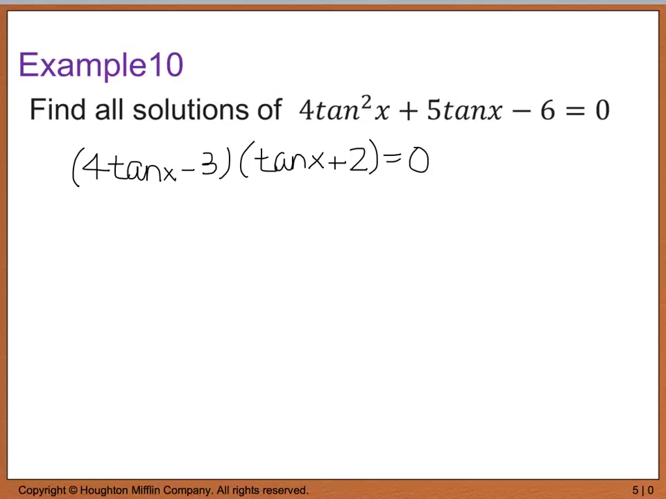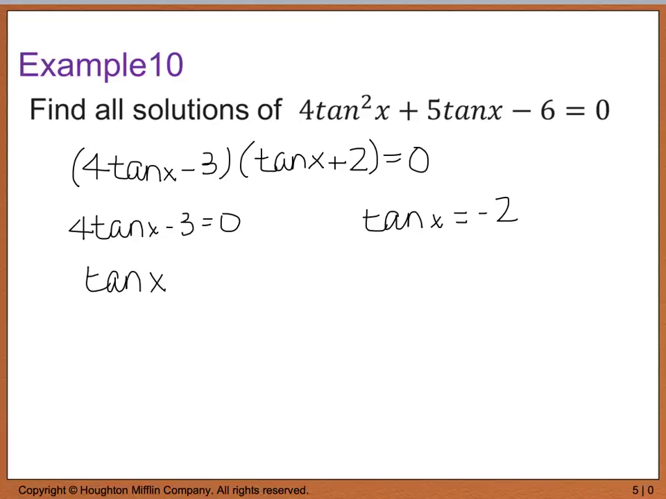Then I'm going to solve each factor. So we have 4 tan x minus 3 equals 0, and tan x equals a negative 2. And I'm sorry, I kind of jumped ahead. Tan x plus 2 equals 0, and I just subtracted the 2. So I'm going to do the same thing over here. I'm going to get tan x by itself. So tan x equals 3/4.